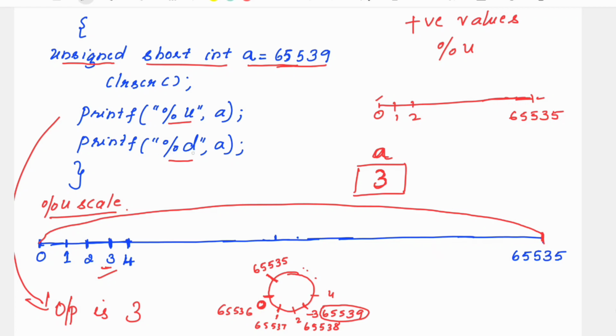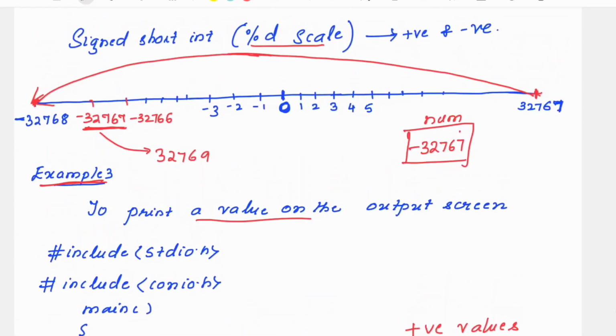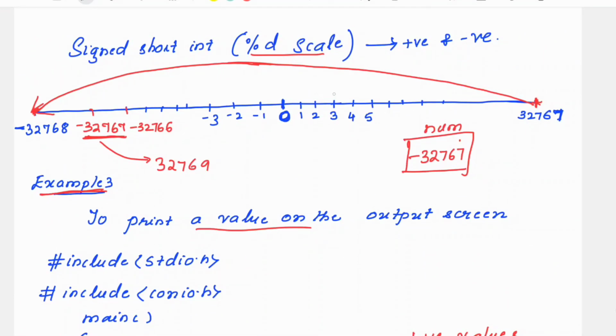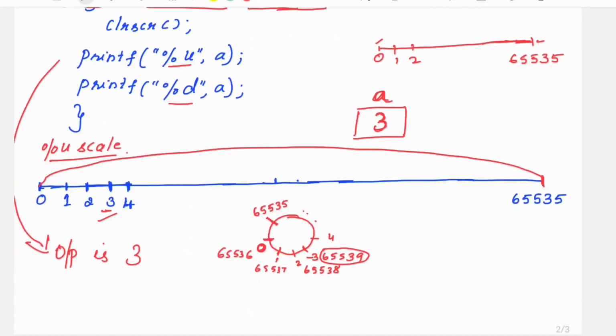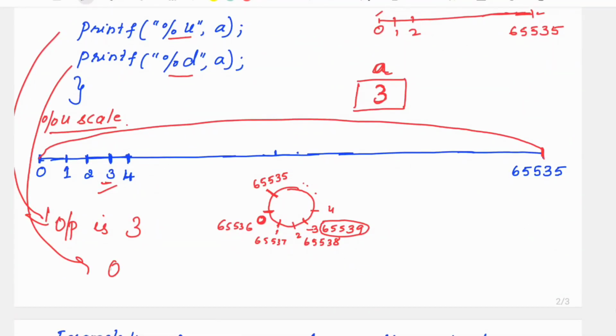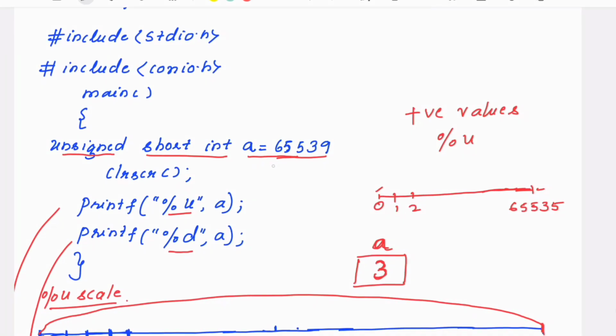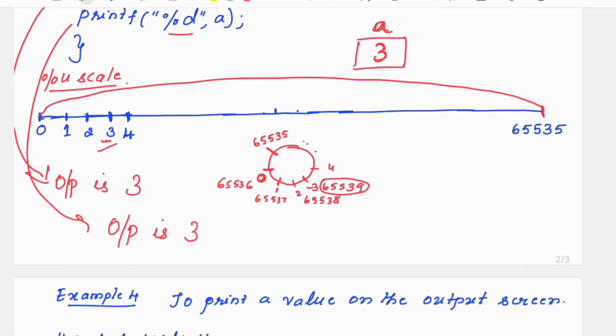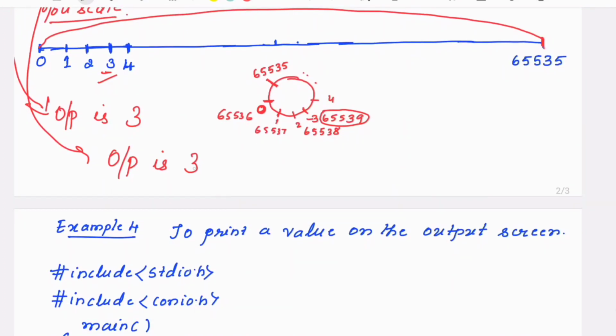Similarly, in the next printf statement, you are trying to print with %d. You are using the format specifier %d. %d is what? %d scale. It will simply check whether 3 is there. Yes, 3 is there here. Then the output for the next printf statement will also be 3. Now what is it that you are observing? You have given an input as 65,539, but it is getting printed as 3.